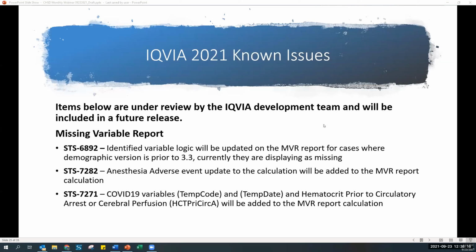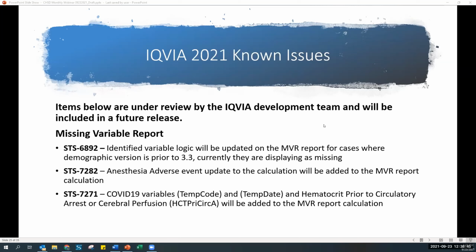Good afternoon, everybody. Just a few updates from IQVIA today. Some known issues that will be resolved in an upcoming release. In regard to the missing variable report, STS 6892, the MVR is currently flagging data elements as missing, even when the demographics form version is prior to when those variables were added. So we will be adjusting the report logic to correctly take into account the demographics form version so that these variables are not flagged incorrectly.